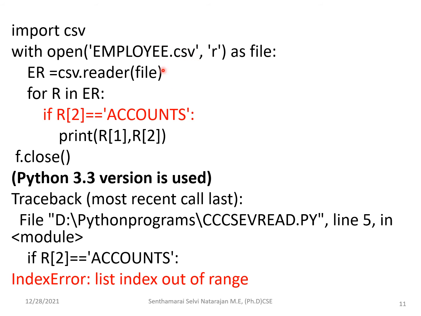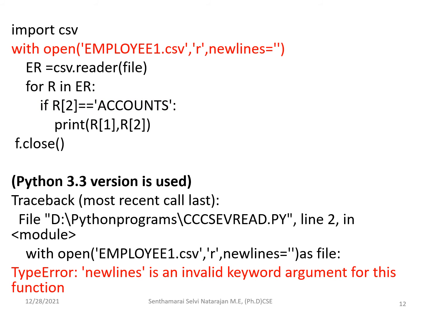Even if you are correcting the code and giving it like this according to the options, the error you will be getting here is, R of 2 is equal to accounts, index error, list index out of range, and if you are using newline it will also show that error. So the code is the wrong code which will not give the answer. Here I have given the next one also, that is where newline is given. What is the error? It is an invalid keyword argument.